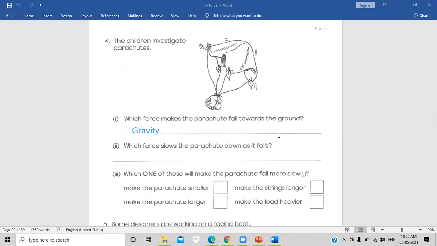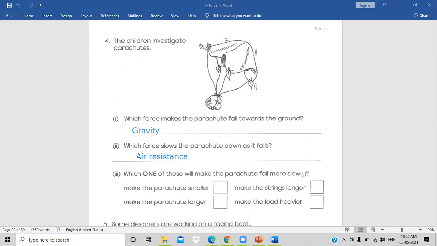Next, which force slows the parachute down as it falls? We know that gravity is a pulling force and it pulls the parachute down. There is another force that is acting the other way, in the opposite direction of gravity. So gravity is pulling down, and there is a force that is trying to push the parachute up. I'm going to leave you to think about it for 3 seconds. If you said air resistance, then you are correct.